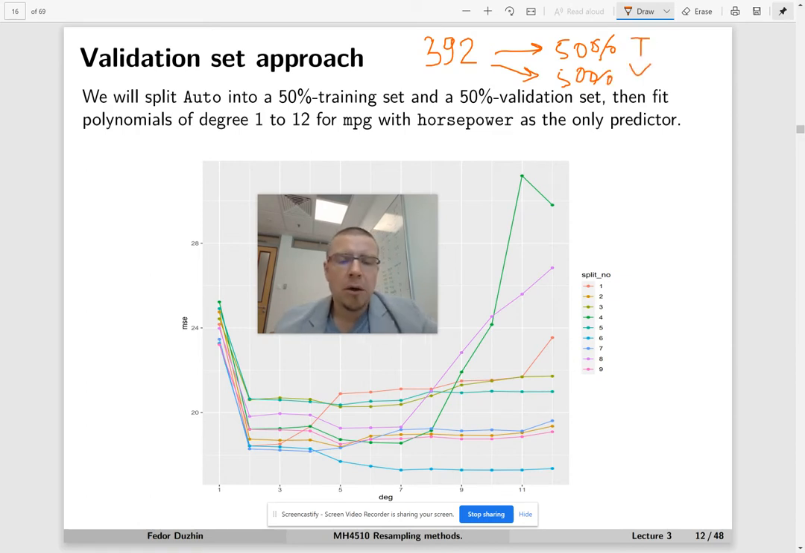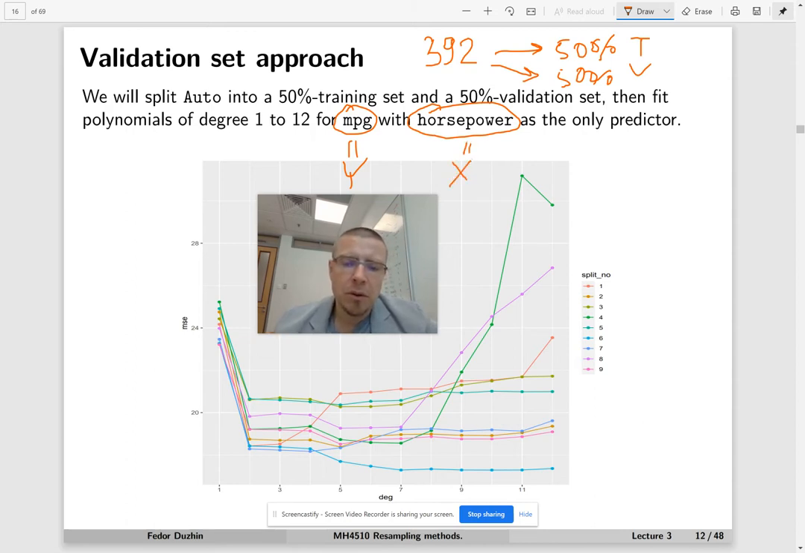Every time we're going to train our model on the training set, and then we're going to validate it to report the error on the testing. And we're going to do it with polynomials of degrees 1 to 12. Our response variable is miles per gallon. So this is my y. Our predictor is horsepower. So this is going to be my x.